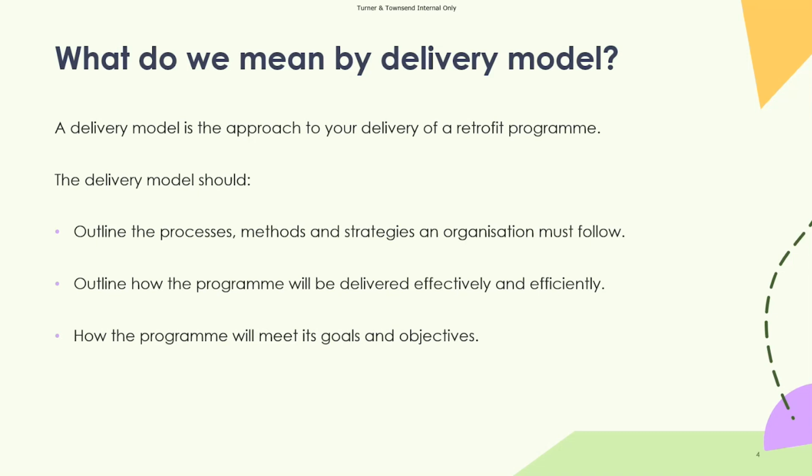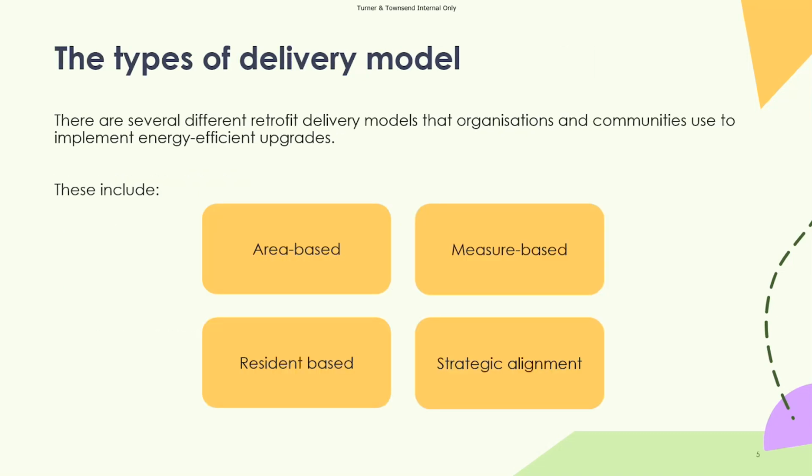So whether that's to achieve EPC Band C by 2030, net zero by 2050, or other kinds of council or local targets that you might have. It could even be alleviating fuel poverty in a certain area. So the whole point of a delivery model is really to make sure that you can achieve your goals and objectives.